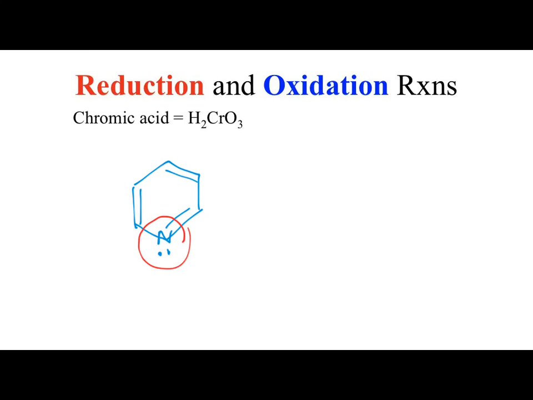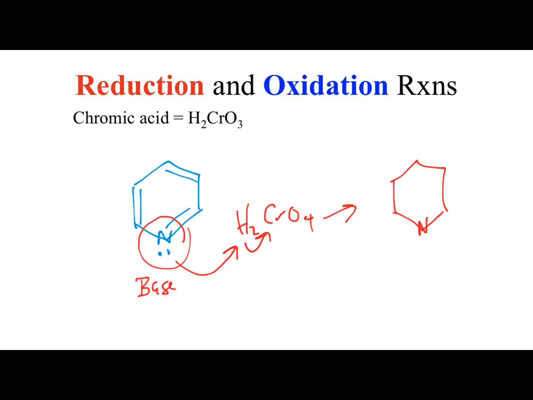What functional group is that? An amine. Amines act as bases. Chromic acid is an acid. What happens? Picks up the hydrogen, and we end up generating this species, pyridinium. Okay?